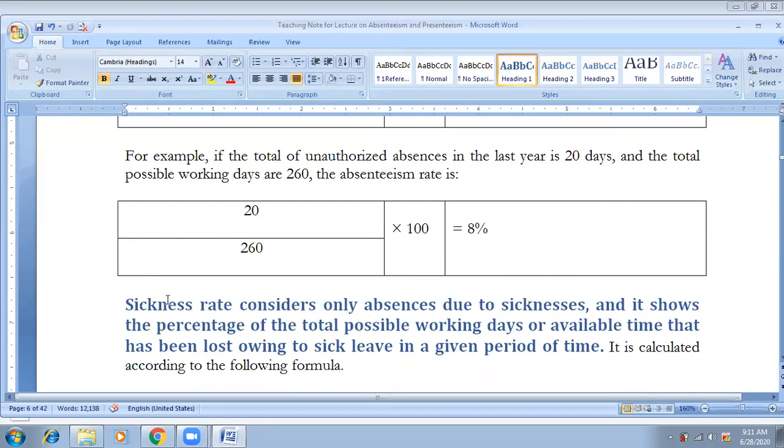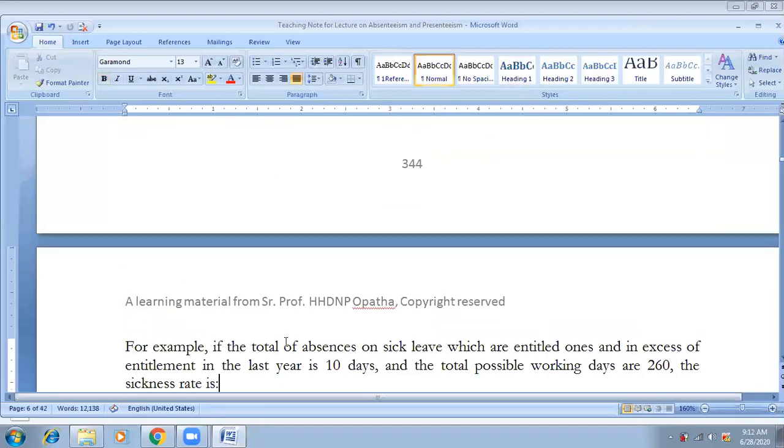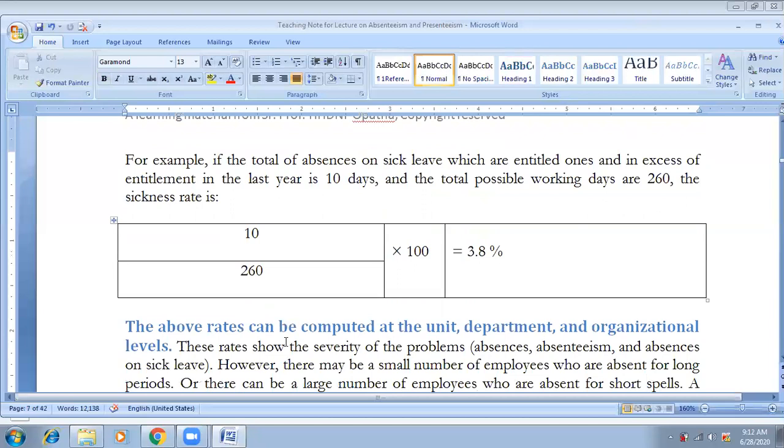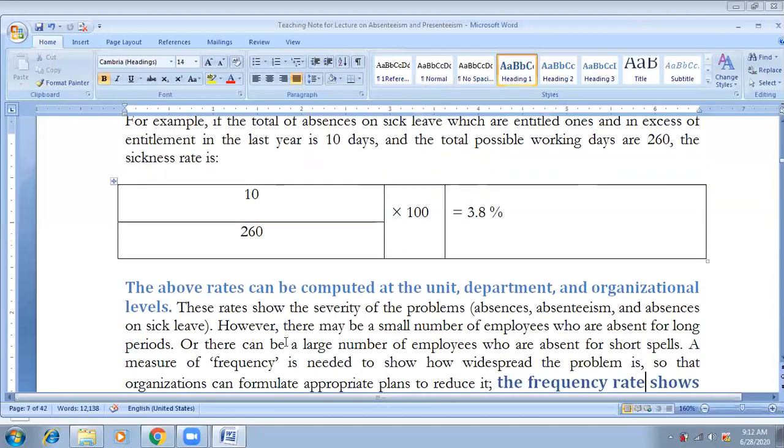Right, then sickness rate. That's another formula. Sickness rate considers only absences due to sickness, sick absences, the absences owing to ailments, owing to diseases. It shows the percentage of the total possible working days or available time that has been lost owing to sick leave in the given period of time. And how it is calculated, you can see. We will save our time, so you can now understand the example.